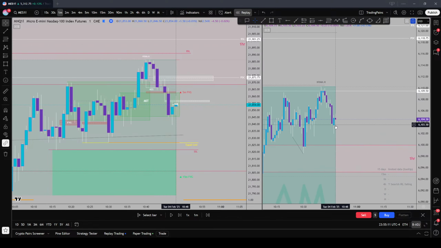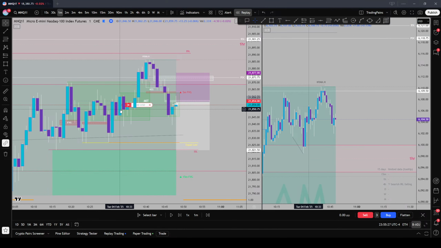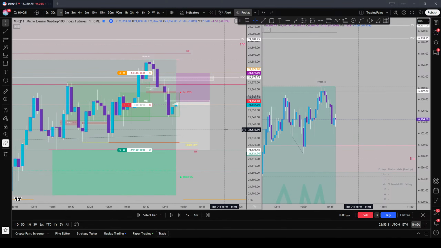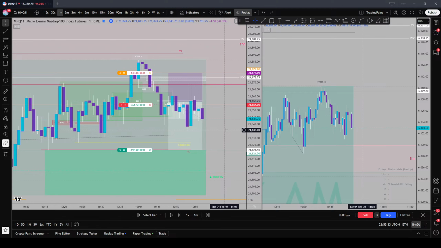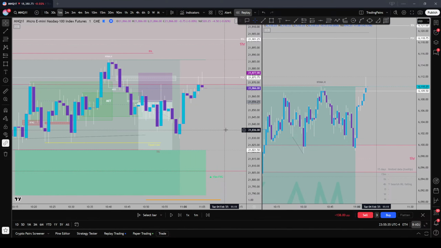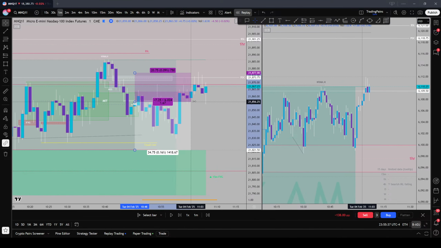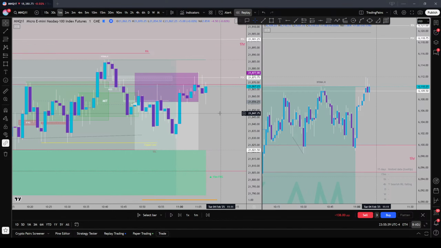What about this side? I would like to see it. If I enter here, stop loss here to the 15-minute, making for 1.67. Okay, let's go for it. And here we go. Oof, that took me out. Okay, not bad.